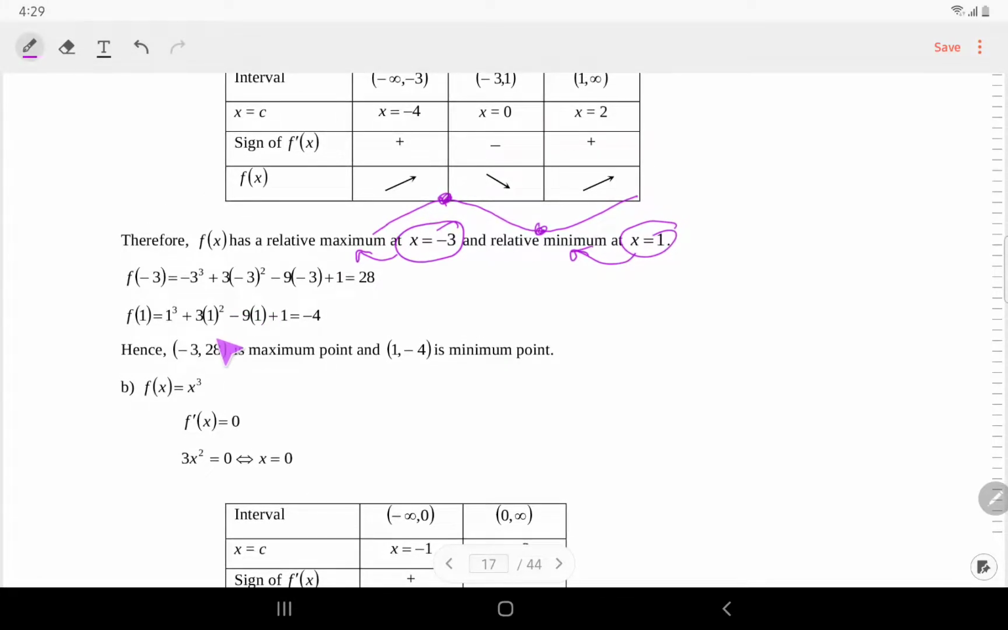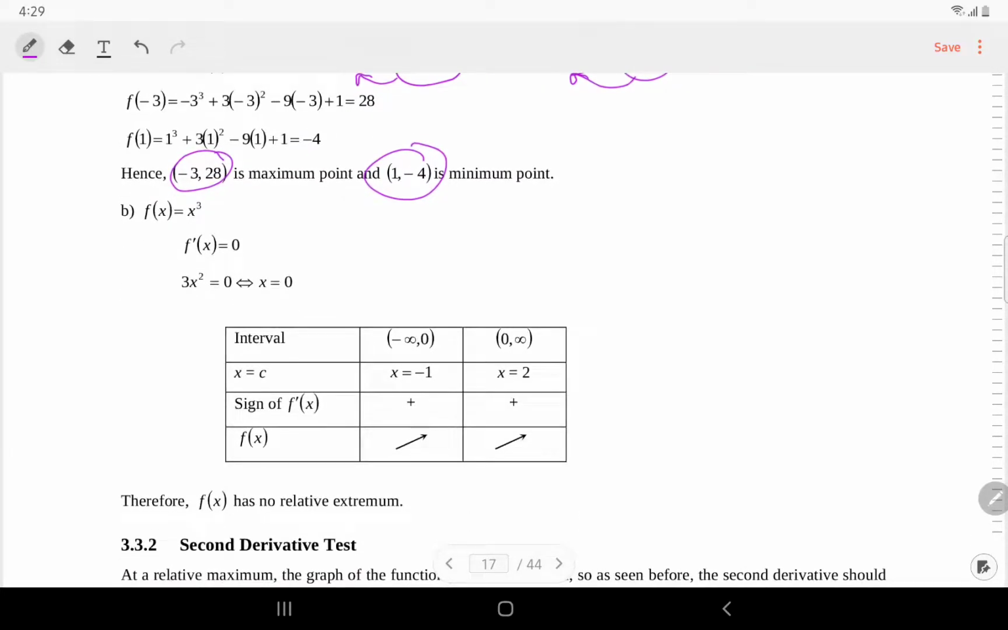So kalau nak cari minimum point, kena cari dalam bentuk koordinat lah. Okay, kita tahu x je negative 3. Nak cari y, masukkan dekat dalam function asal. Dapat y dia 28. So the coordinate is negative 3, 28. Okay, yang ni x kita tahu 1. Nak cari y, masukkan dalam original equation. So dapat negative 4. So coordinate dia 1, negative 4. So negative 3, 28 is the maximum point. 1, negative 4 is the minimum point.